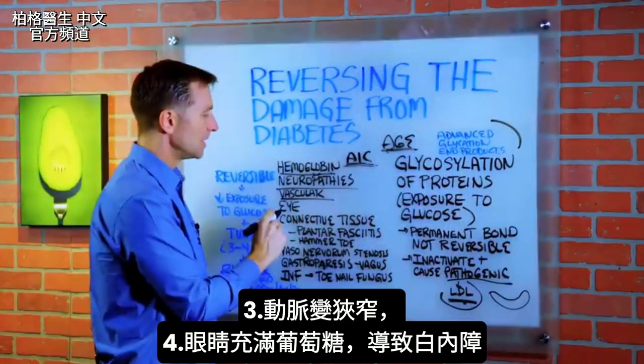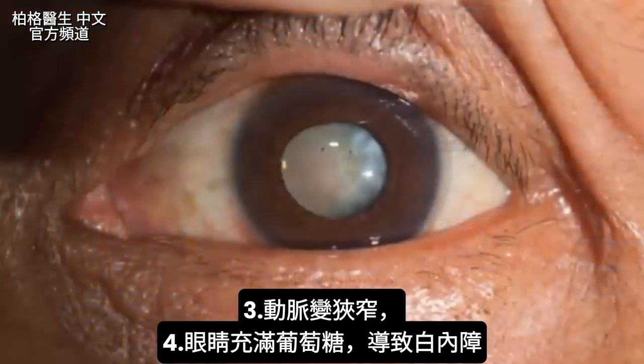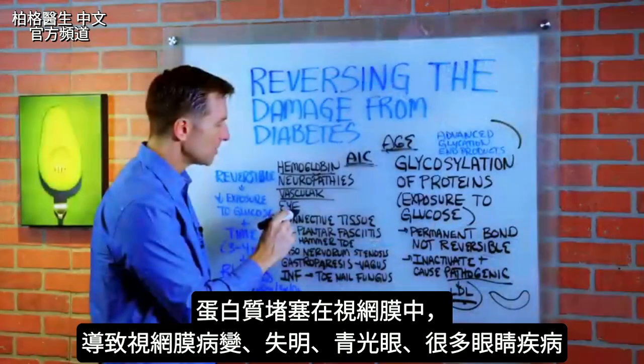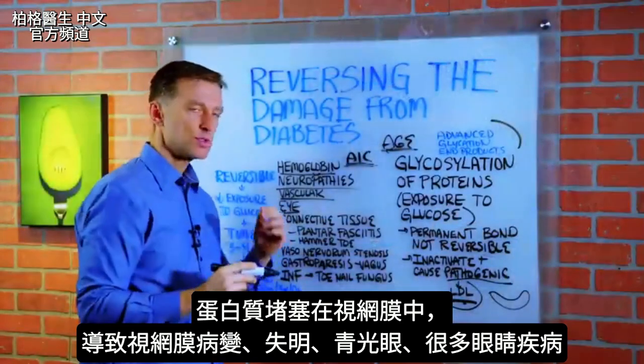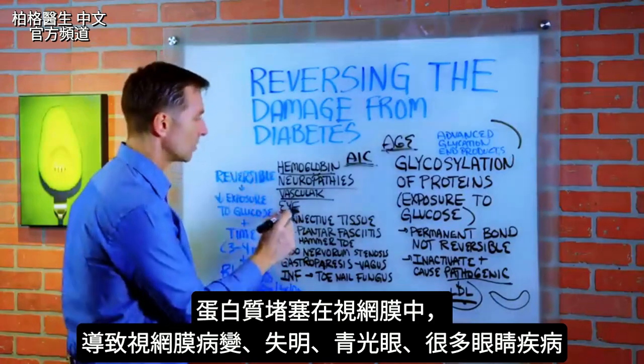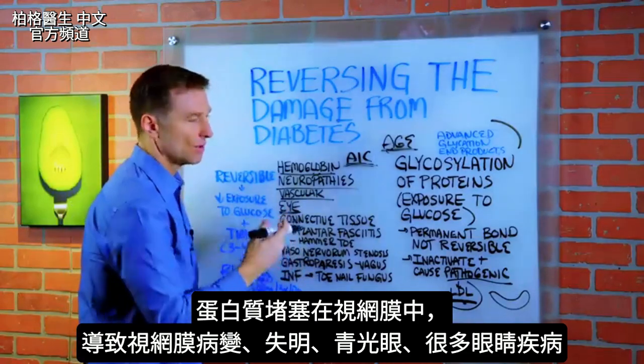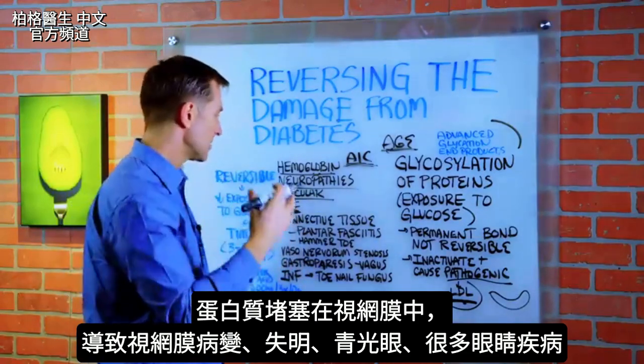We have problems with glucose saturating the lens of the eye, causing cataracts. Glucose creating problems in the protein in the circulation that goes to the retina, causing diabetic retinopathy, which is one of the leading causes of blindness with diabetes. And also glaucoma and many other different problems with the eye.